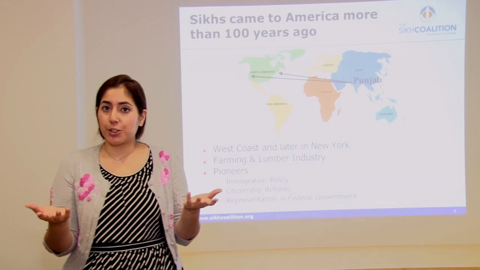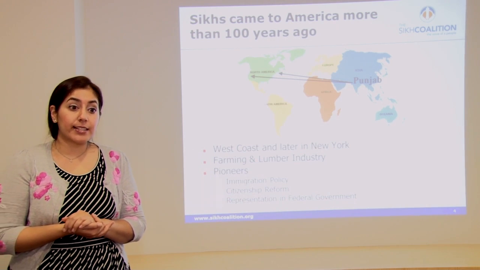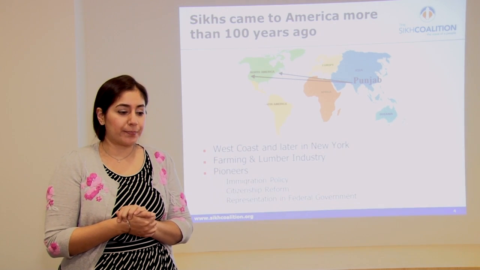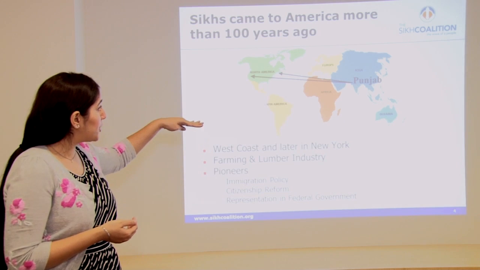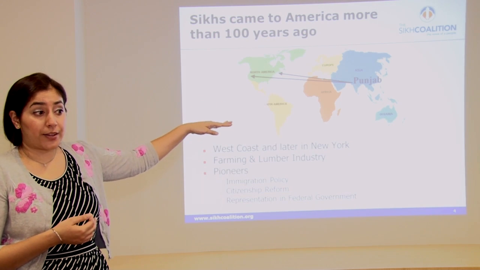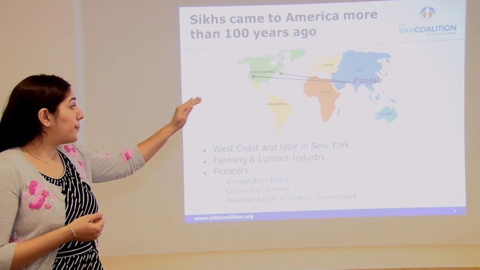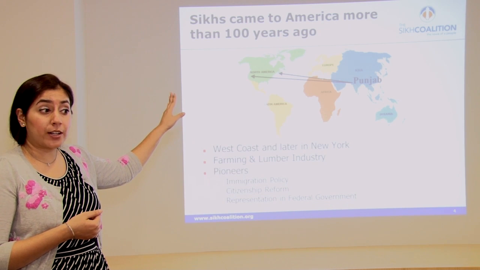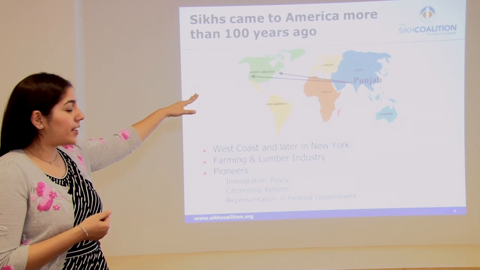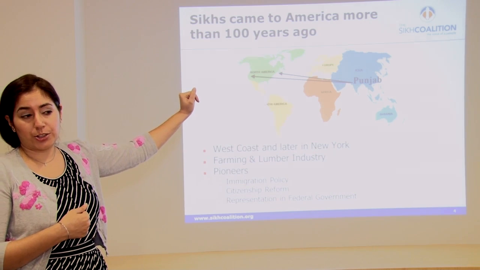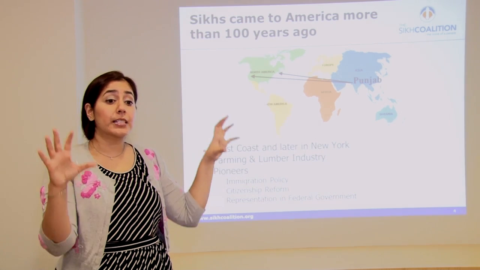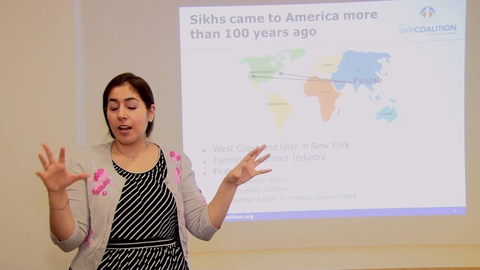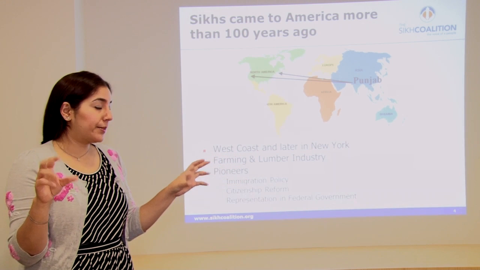So this is a short history lesson for you guys about Sikhs and their immigration history in this country. When Sikhs first came to America, they came from an area in South Asia called Punjab. And they basically settled along the west coast in California and Oregon and Washington, and then later on in the east coast in New York and New Jersey, which is actually why you see the biggest pockets of the Sikh population today are in those two areas of the country.